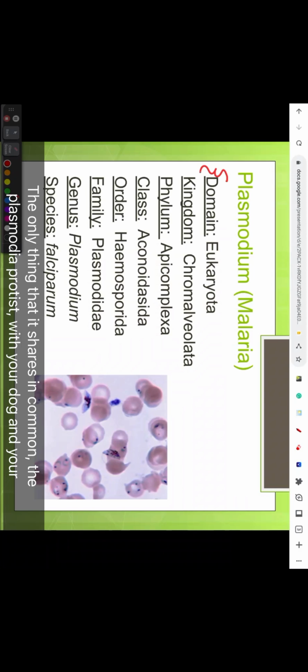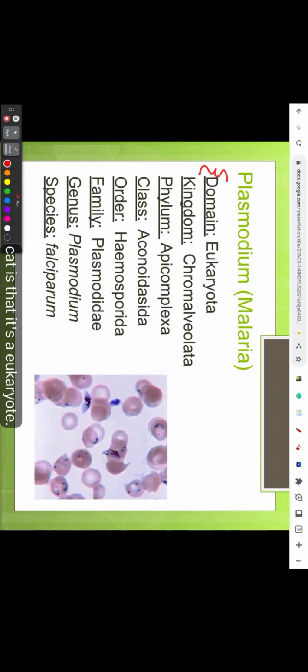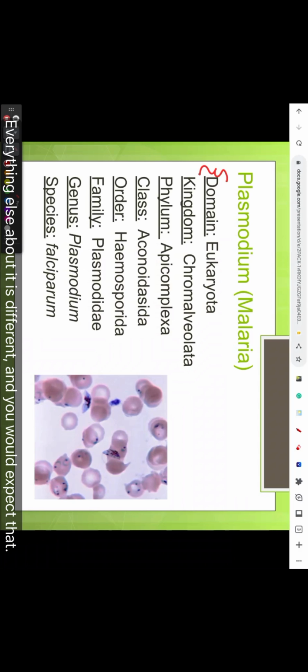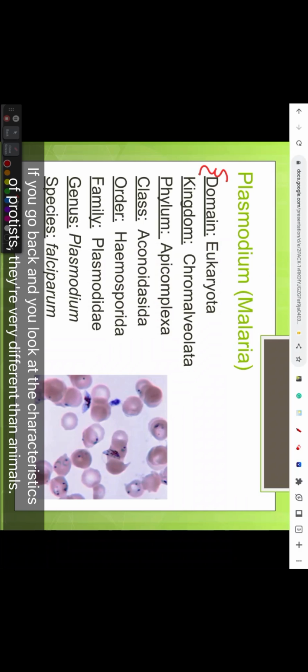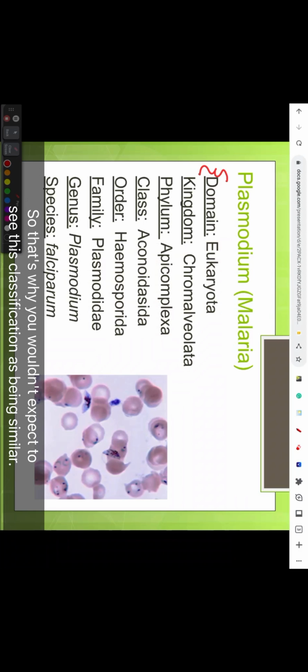The only thing that the Plasmodia protists share in common with your dog and your cat is that it's a eukaryote. Everything else about it is different. And you would expect that. If you go back and look at the characteristics of protists, they're very different than animals. So that's why you wouldn't expect to see this classification as being similar.